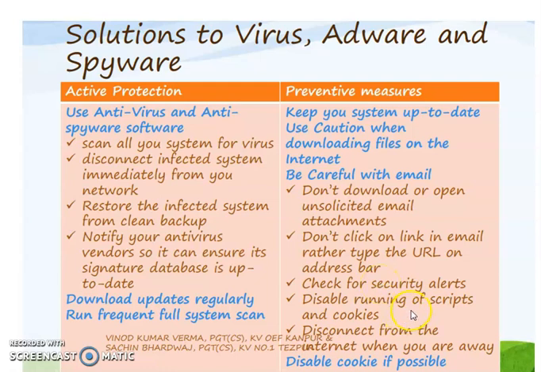Check for security alert. See children, do you get this point? Don't click on links in email, rather type the URL in the address bar. That means when you get an email with some link, you don't click on that link. You can just type that link in the address bar, then you can check the content of that link. Next one, check for security alert.